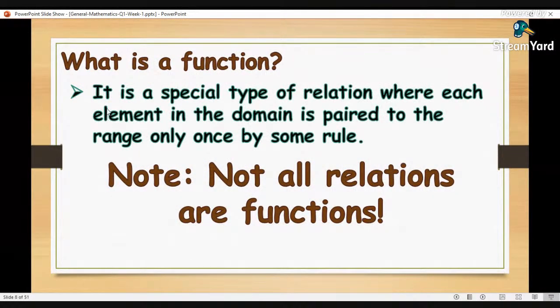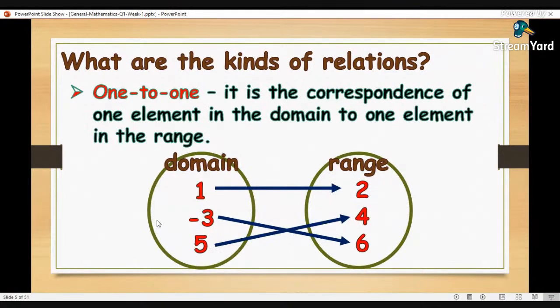So, what is a function? Ano naman yan si function? It is a special type of relation where each element in the domain is paired to the range only once. Take note of this word, only once, by some rule. And not all relations are functions. When we say not all relations are functions, pareho man sa real life situations, hindi tanan nga relasyon naga-function.